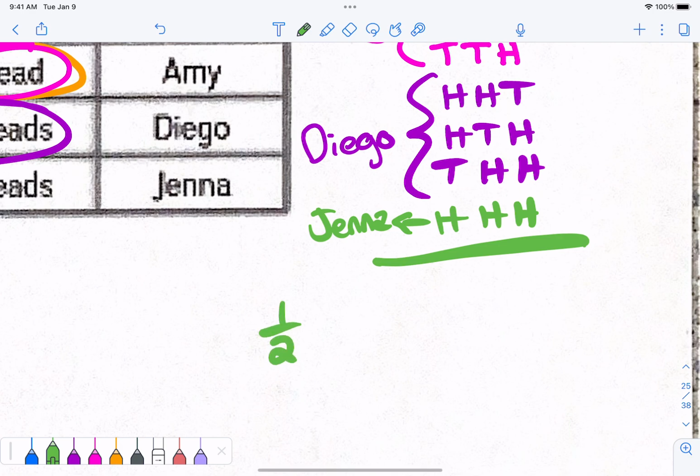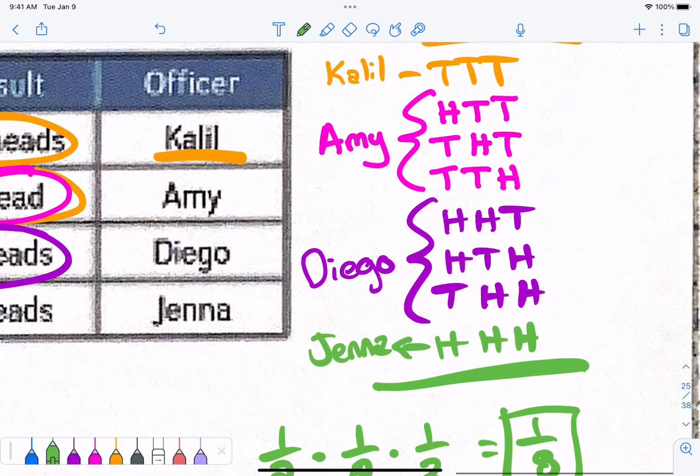50-50. So 1 and 2, or 1/2, right? But I'm doing that 3 times. So what's 1/2 times 1/2 times 1/2? 1/8, right? So each thing there's 8 combinations, or 8 ways of this happening.